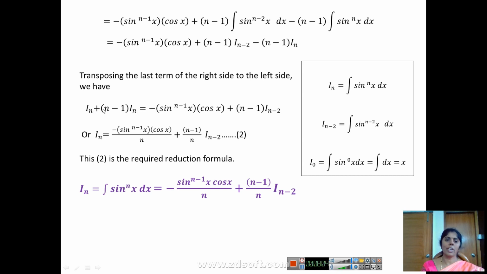We can transpose this coefficient n to the denominator of the RHS side. That we can rewrite: In equals minus sine to the power n minus 1 of x into cos x whole divided by n plus n minus 1 divided by n into I n minus 2, which is the reduction formula for the given integral, that is In equals integral sine to the power n of x into dx.